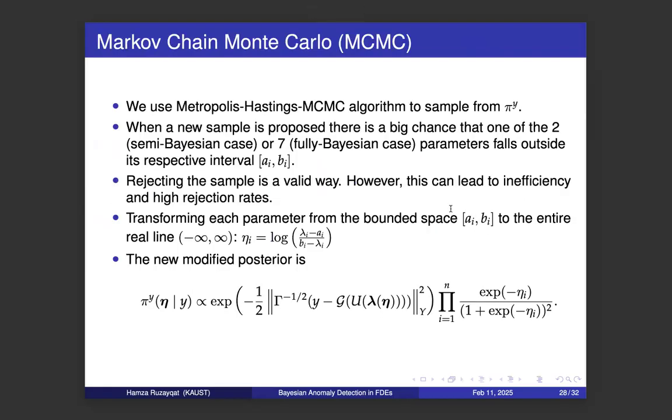Okay, now we move to Markov chain Monte Carlo. In fact, we use a Metropolis-Hastings MCMC algorithm to sample from the posterior. However, because the problem is large, seven-dimensional, and each parameter is in a bounded interval, we get a lot of rejections, which is okay. But one can avoid that by transforming the parameters to minus infinity to infinity through this transformation, and then you multiply by the determinant of the Jacobian, and you get the new posterior.